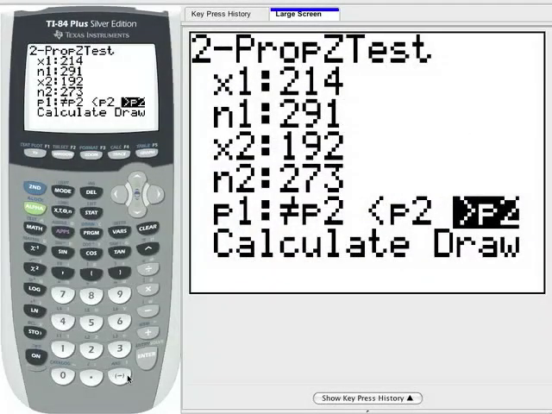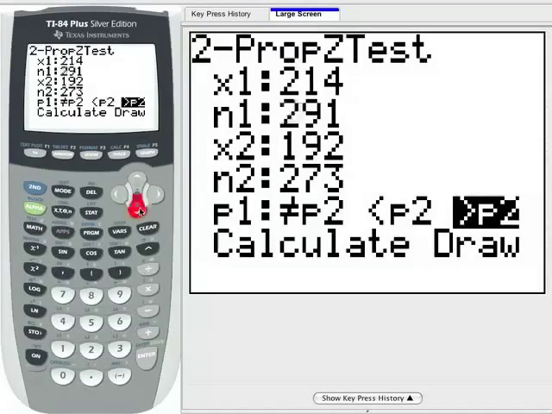Now, enter the information. What I did is I already put in here, this 214 is the number of women in favor, divided by 291. That's the number of women in the survey. X1 is the women. N1 is the total number of women, so 214 is women, yes. X2 is the number of men that said yes. N2 is the number of men in the survey. And the alternative hypothesis was greater than, so now we need to calculate.